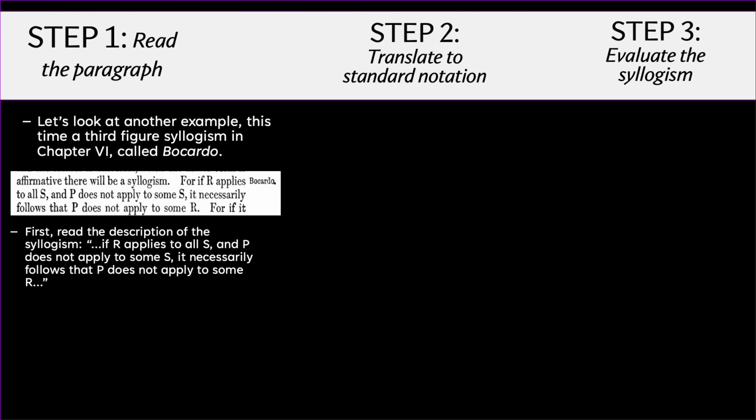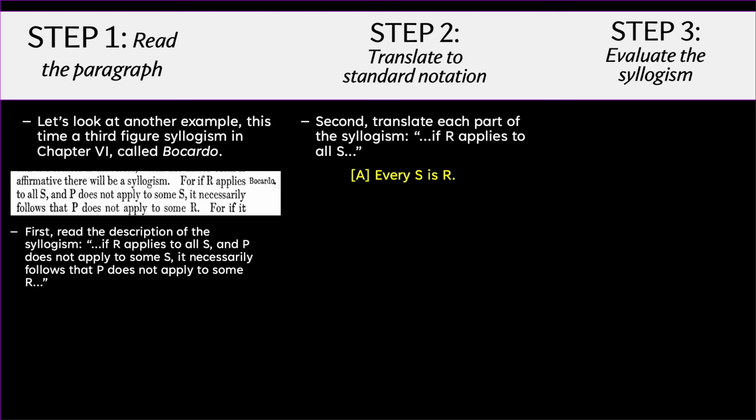Now, we know from the shortcut of the shortcut that this is going to be a valid syllogism because we have a funny name in the marginalia. We also know it's a third figure syllogism because it's in chapter 6. But here we're not using the shortcut of the shortcut, we're just using the shortcut. So let's actually prove that this is a valid syllogism.